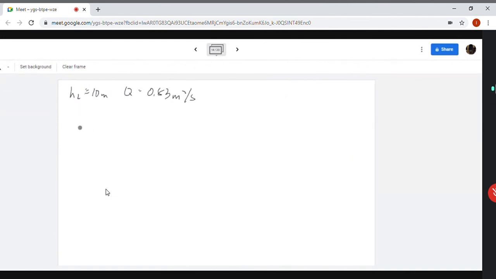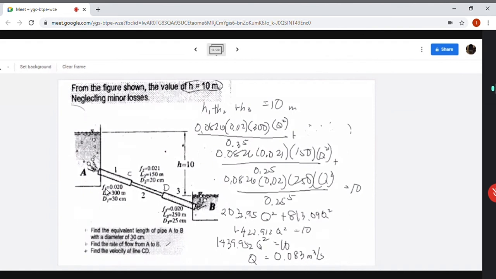What you will do: total head loss 10 is equal to 0.0826 f L, with L unknown, times Q squared, 0.083 squared, over D to the fifth, where D is 0.3. In terms of 30 centimeters, we use the f that is most common, which is 0.02.